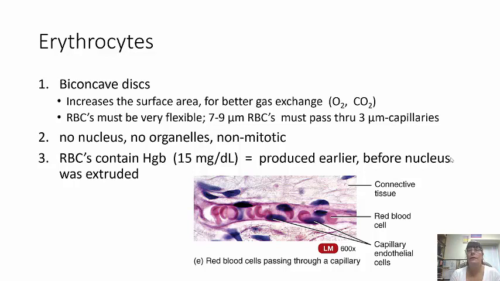They don't have a nucleus or organelles, and they cannot divide. So they only live about 120 days. The red blood cells contain hemoglobin, as I said, which is actually produced earlier before the nucleus was expelled. So when the red blood cells are ready to become fully mature, they basically spit out the nucleus and organelles to make more room for hemoglobin.